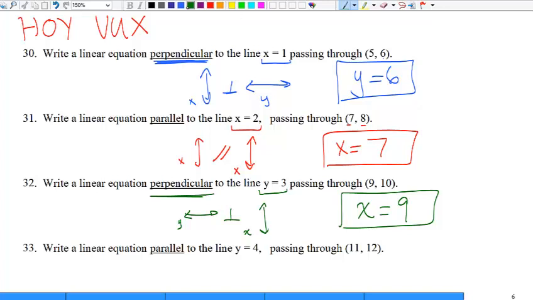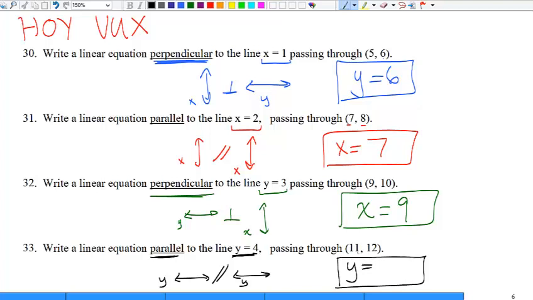And then our last problem here, we have y equals 4. What kind of line is y equals? It's a horizontal. And I want parallel to it. So parallel to a horizontal is another horizontal. So what letter am I going to choose? Y. So that gets me y equals some number. What number am I going to pick? Well, it's between 12 and 11, but because it's a y value, it's the 12. So that is as simple as it gets there.